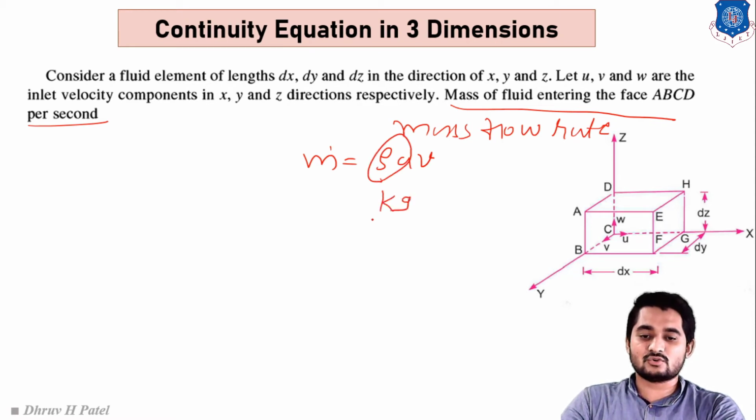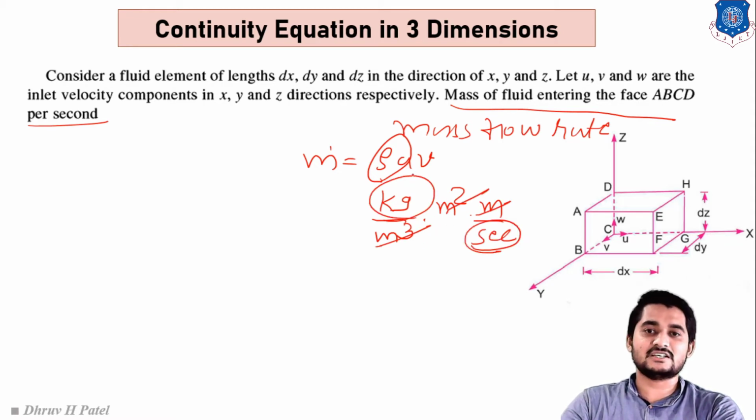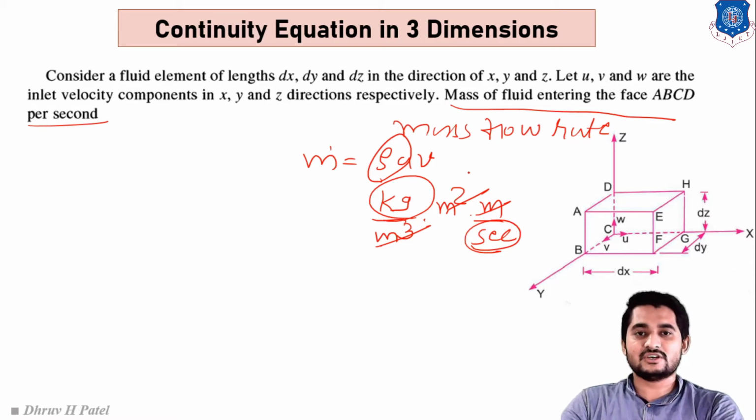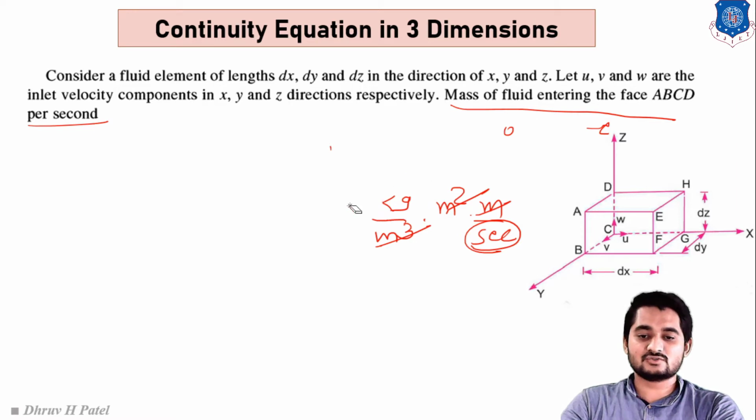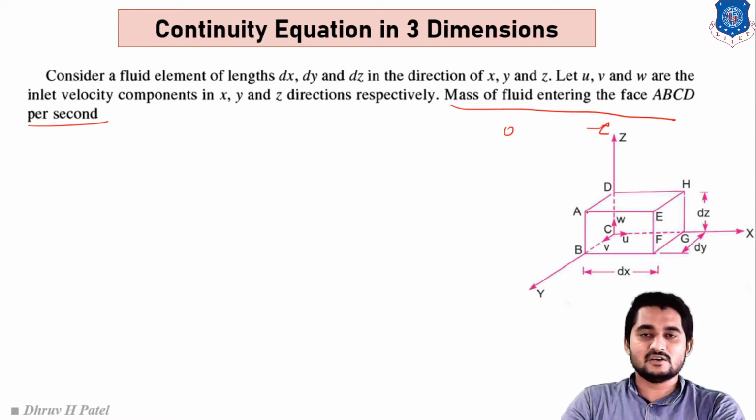So unit of rho will be kg per meter cube. Unit of area will be meter square, and unit of velocity will be meter per second. So meter cube got cancelled. So kg per second, that is known as mass flow rate. So in our equation, mass flow rate will be rho A V. Clear students?